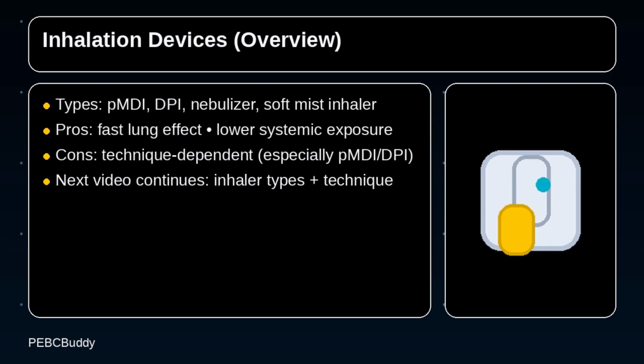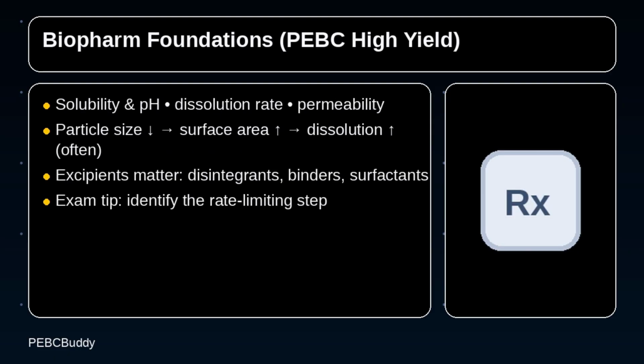Inhaled meds can be fast with lower systemic exposure, but they're technique-heavy. Main device families include pMDI, DPI, nebulizer, and soft mist. Next video will go deep into inhaler types and technique traps.